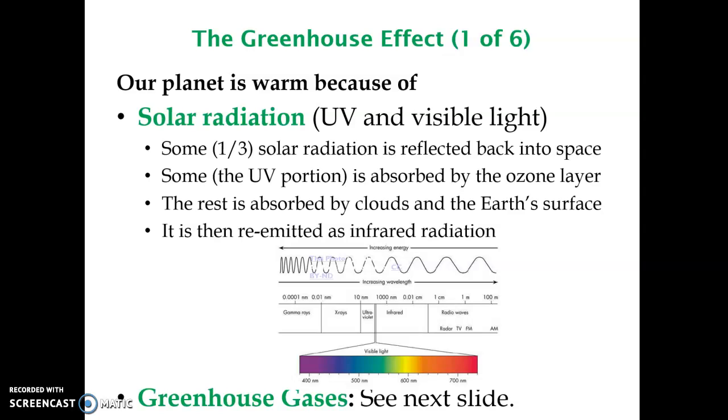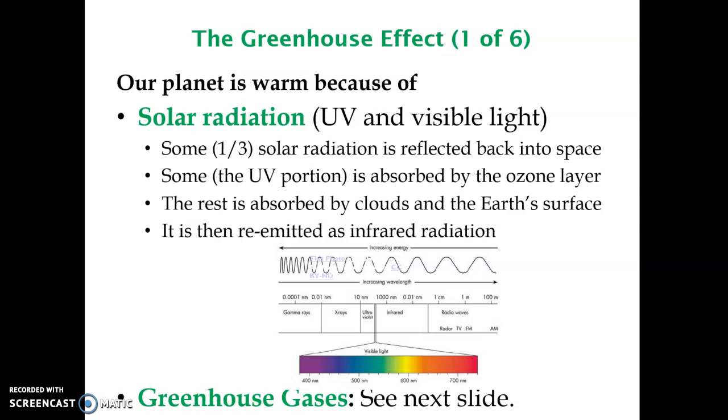So remember, the layers of the Earth: the troposphere, which is where most of weather occurs, is 0 to 10 miles above the Earth. And then from 10 to 30 miles above the Earth, we have the stratosphere, and the very lowest portion of the stratosphere, right at about 10 miles above Earth, is the ozone layer. So it's protective. Now, the rest of this radiation is absorbed by clouds and the Earth's surface.